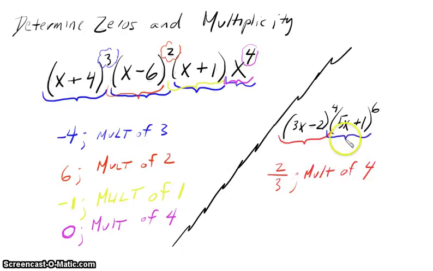And then lastly, we have 5x plus 1. So again, we take this number here, 1, and we divide it by this first number here, 5, which is actually what we're doing over here. Remember the opposite sign? So this is negative 1/5. And you know the multiplicity of this one, 6, okay?